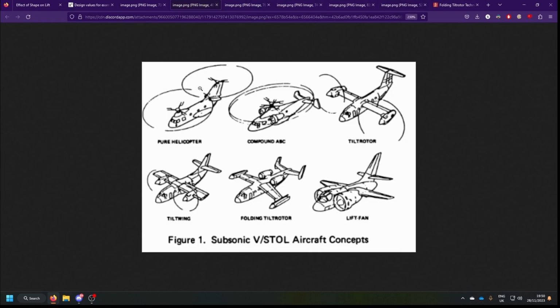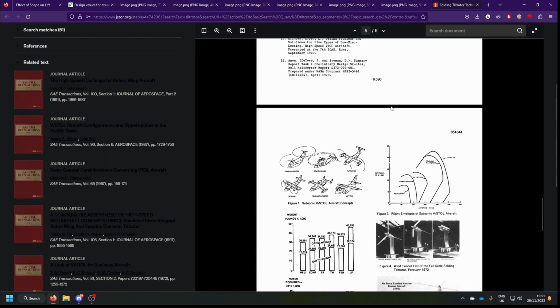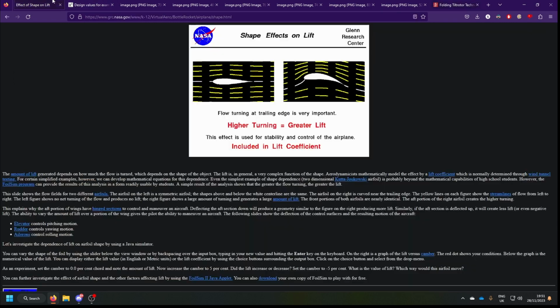And then the pure helicopter, that's just like a Chinook, and the compound arc, that's like a regular helicopter. And the folding tilt rotor, we're not actually too sure what that is, because from our research, we found that sometimes it could be like a house for some reason. So we're not too sure about that. You can get a picture up if you want. I don't even know what I'm looking at still.